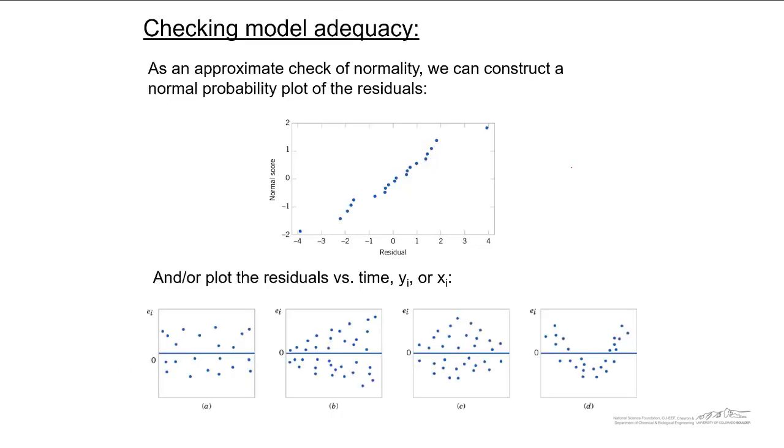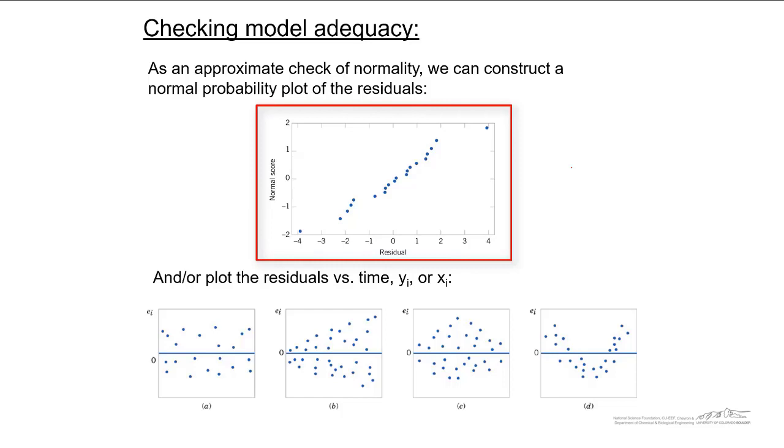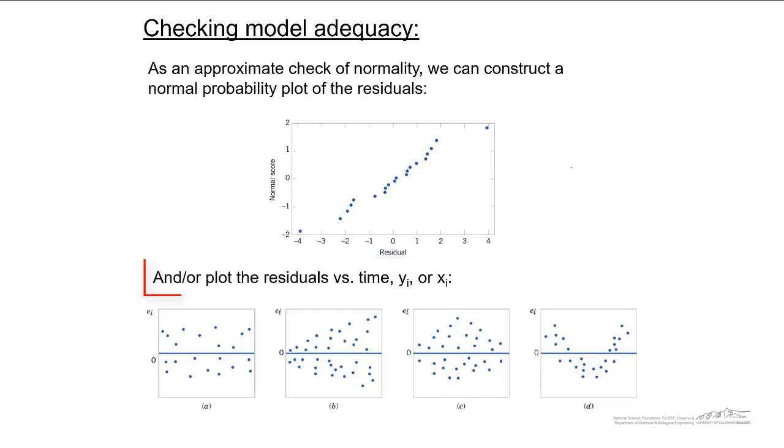So here are some examples of some of the things that we can do. As an approximate check for normality, we can construct a normal probability plot of the residuals. So this here is showing a normal probability plot of the residuals. We can also plot the residuals versus time, versus the output y_i, or the input. And some of the possible plots that we might obtain are shown here.